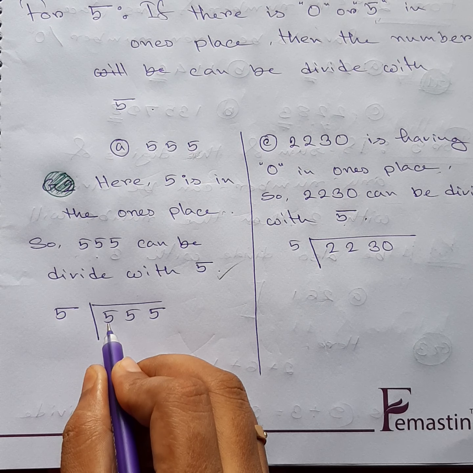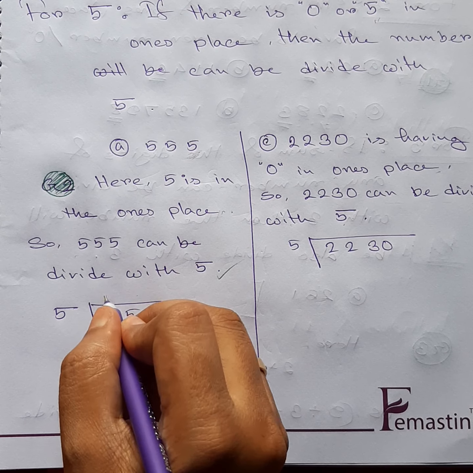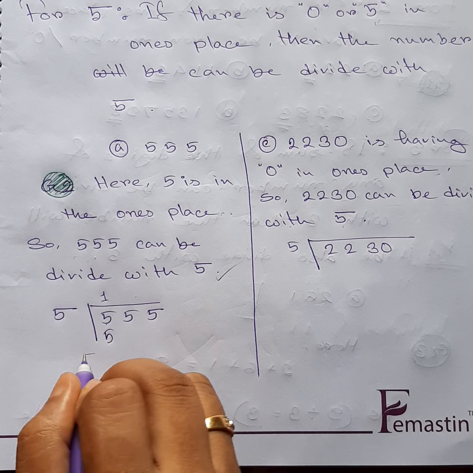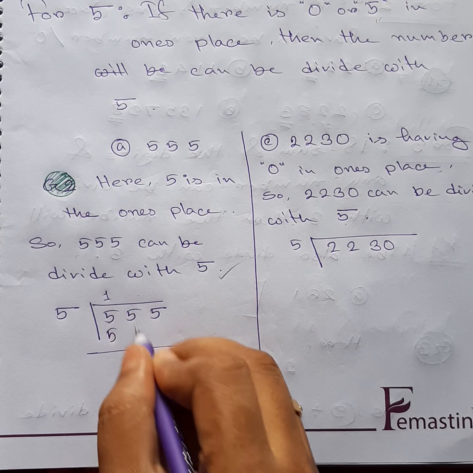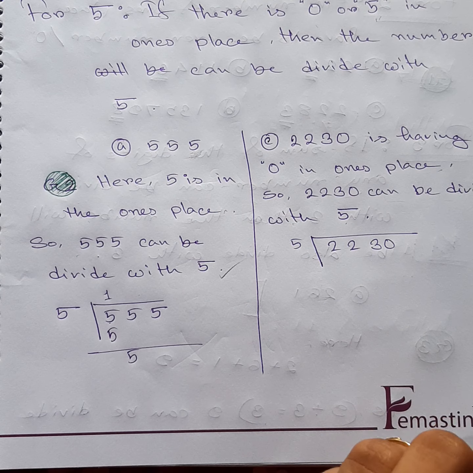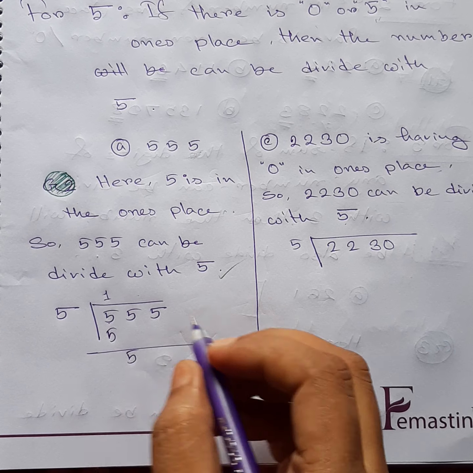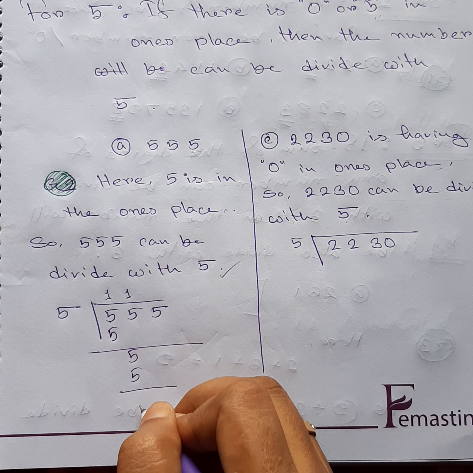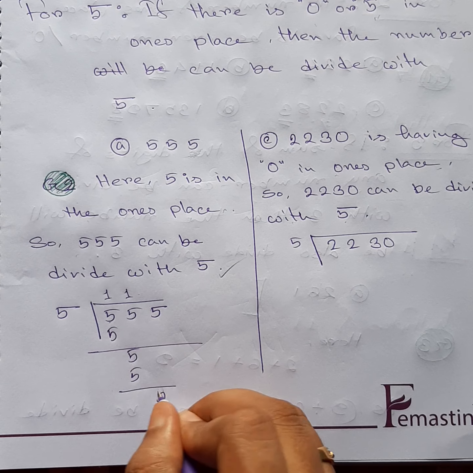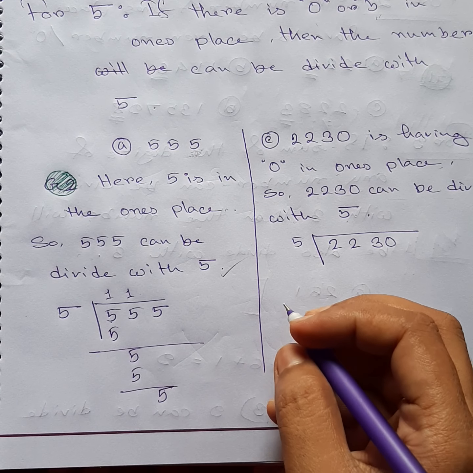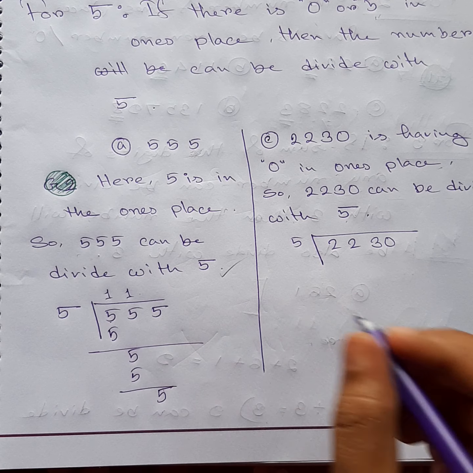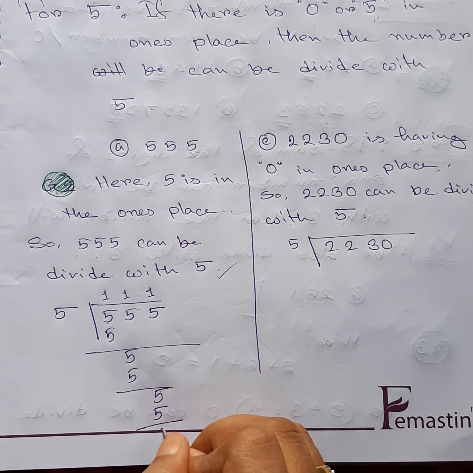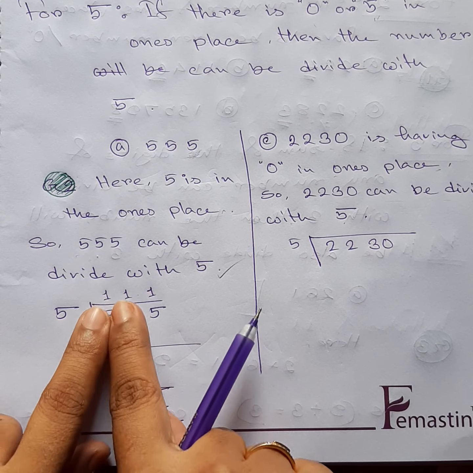Now the first target is 5, so it can be divided with 5. 5 fits in 5 one time, so now the 5 will come down. Now again it can be divided with 5, so we go for 5, and again 0, then this one will come down. This one is pretty easy, correct? Yes, it is easy. So your answer is 555.